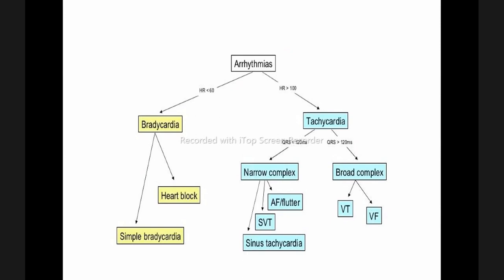But if the AV node is diseased, it starts prolonging that delay too much, and it means that it will slow down the impulses that are going down to the ventricles. And that is what we commonly refer to as heart blocks or AV blocks. I actually prefer the term AV blocks because it tells you exactly where the problem is. Atrioventricular blocks.